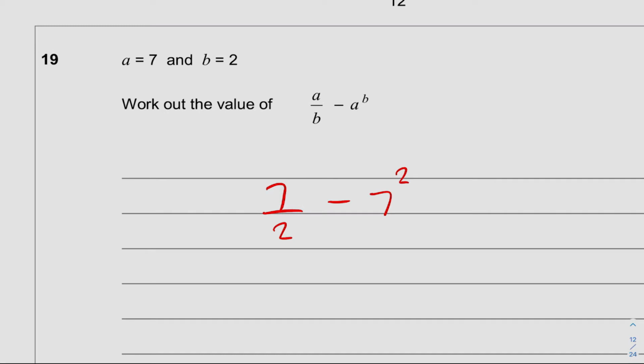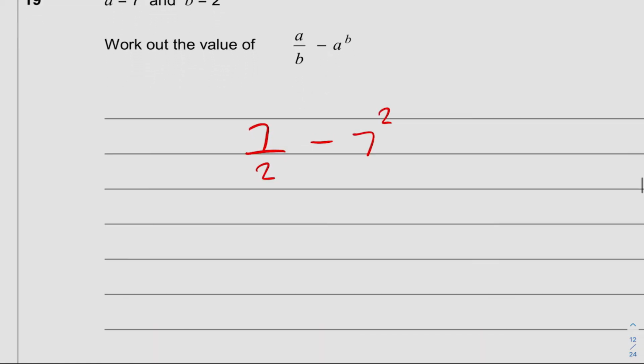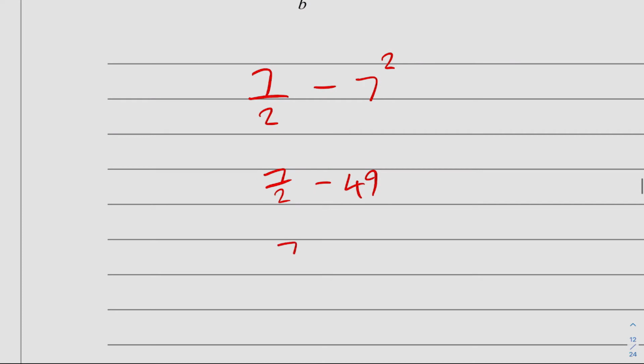So let's work out 7 to the power of 2 first. So 7 over 2 stays the same, and then 7 to the power of 2 is 49, so take away 49. We then need to get a common denominator on our fractions here, so we need to convert this to a fraction first of all, and then get the same denominator. So 7 over 2 stays the same.